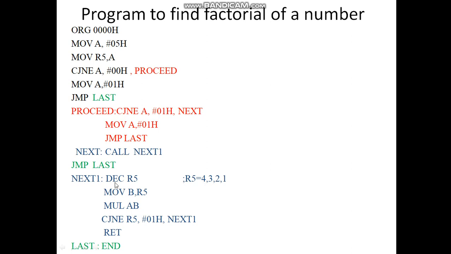Then R5 is decremented by 1, it becomes 3. Then the multiplication operation is carried out. Then once again decrement the value of R5 by 1, it becomes 2. Compare, it is not equal to 1. Once again go to the beginning of the loop. The value of R5 is decremented by 1, it becomes 1. The data is moved to B register and the multiplication operation is carried out. Now when R5 is equal to 1, it comes out of the loop. Every time you perform the multiplication operation, the product is stored in A register. Product is in A register.